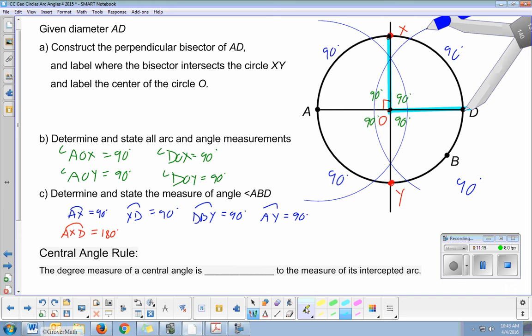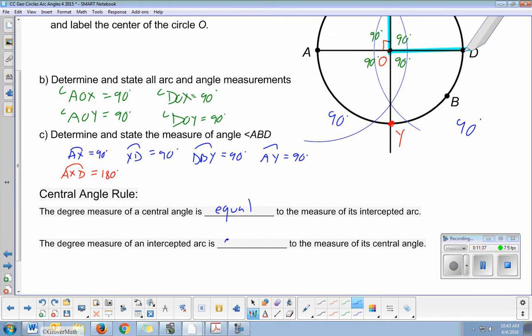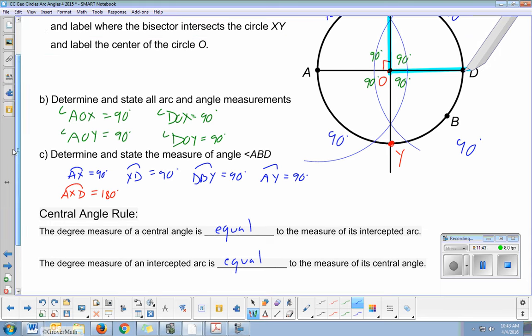So what do you think the relationship between a central angle and the arc it intercepts is? The answer is equal. A central angle equals the measurement of the arc. So if I know an arc measure, I can determine a central angle measure, and vice versa. They are equivalent. And here's the same thing said backwards: the degree measure of an arc is equal to the measure of its central angle. So that's a nice, easy relationship.